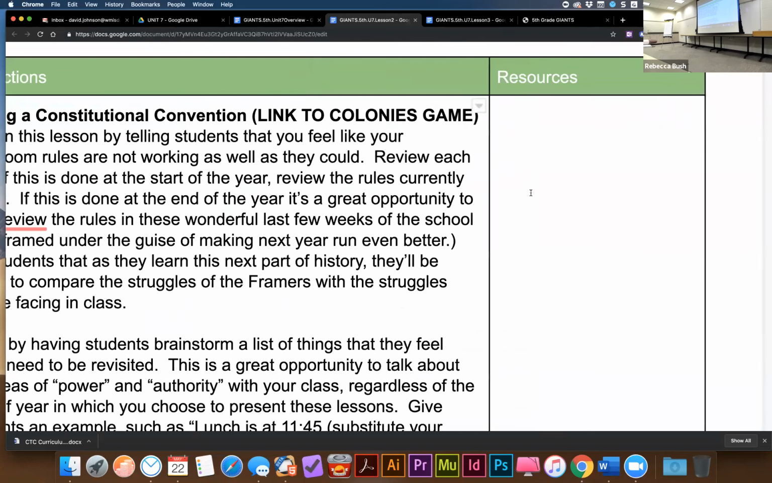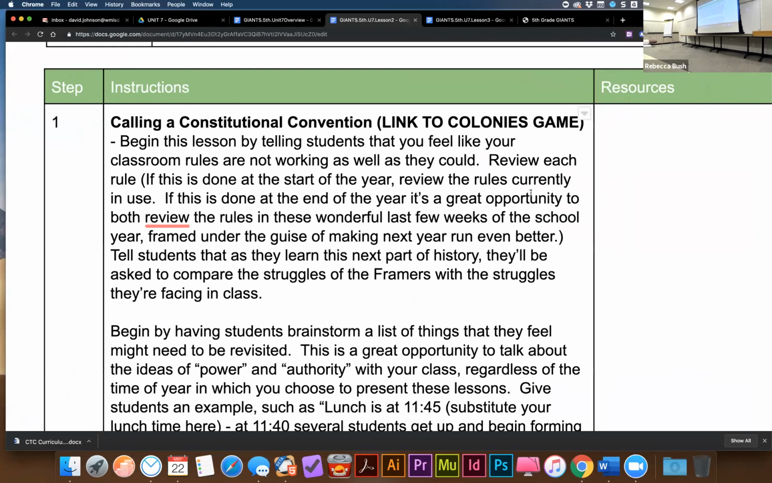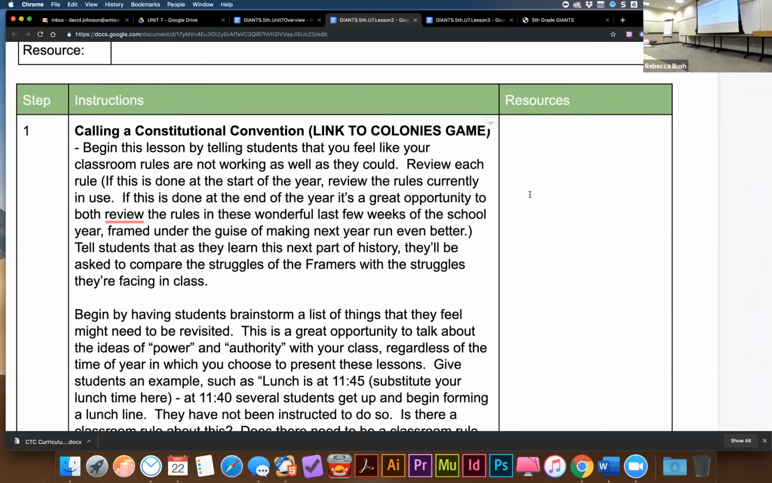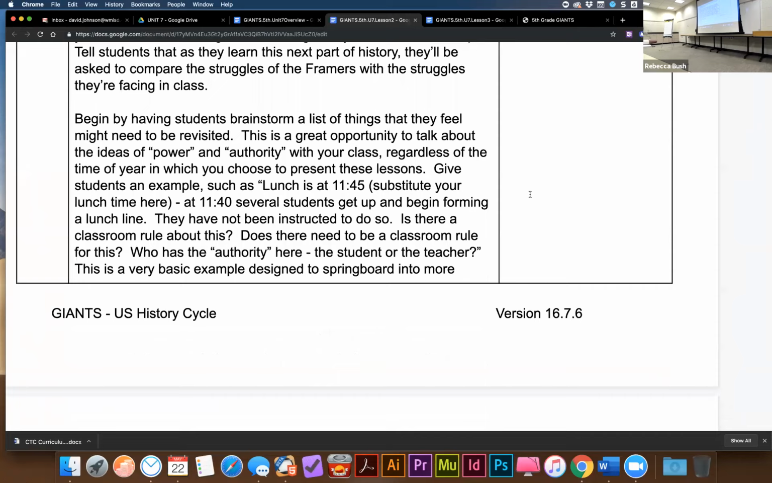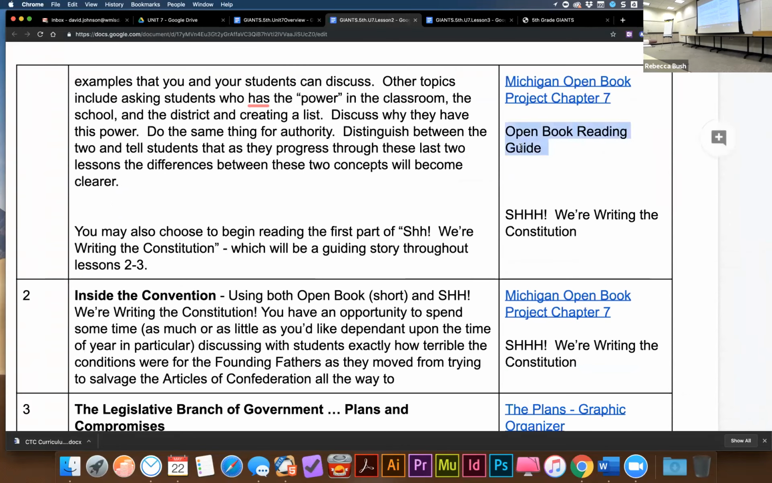So I start you off with a way of expanding the colonies game discussion here, because when you begin lesson 2, you could say to the kids, hey, that thing you guys have been working on, it's not working. So let's discuss some ways that we can make that work a little bit better. It's here that the missing open book reading guide actually is, not in the first lesson. So you should be okay, because that will definitely be up.